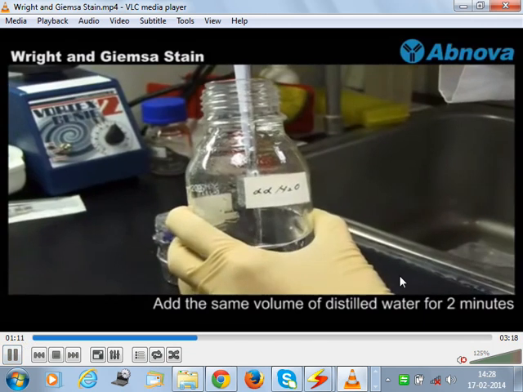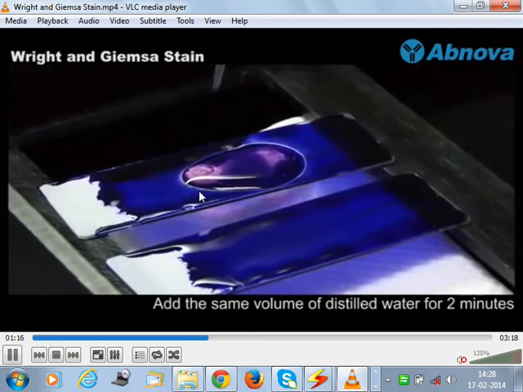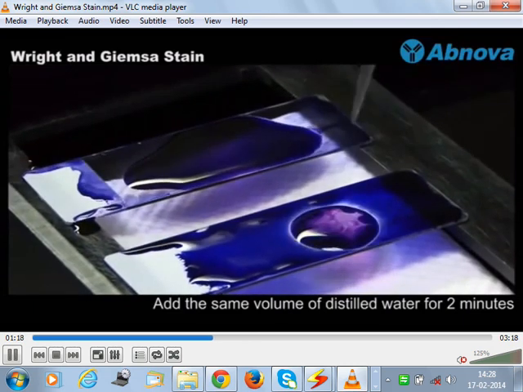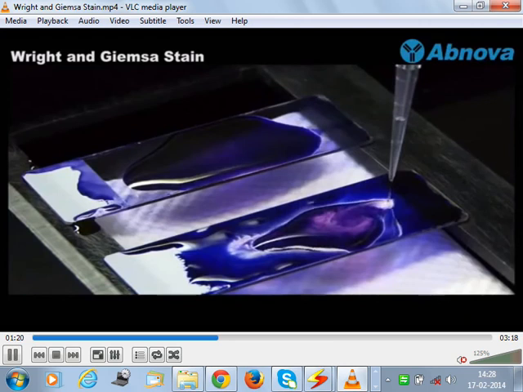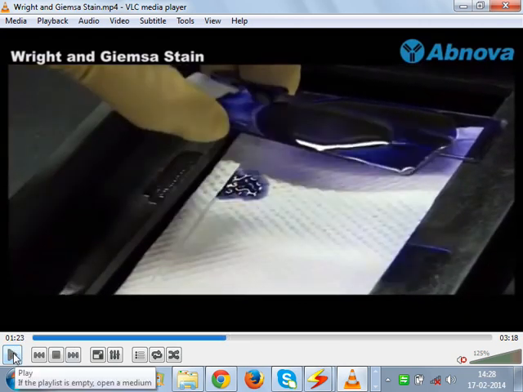Just have a look how this distilled water is being added. We don't use pipettes like this in our lab. We will be having distilled water which we can directly add from the bottle, drop by drop. Once again, you see here. So again, I will repeat.